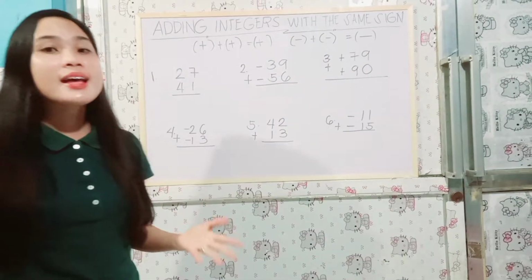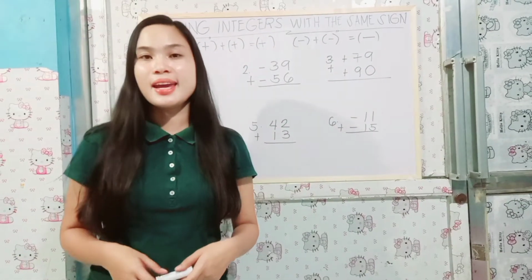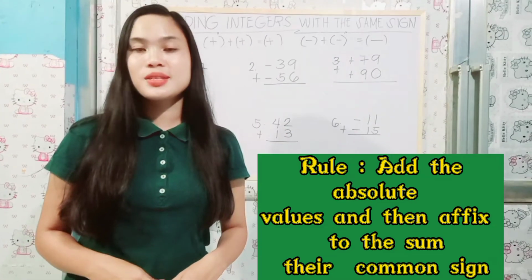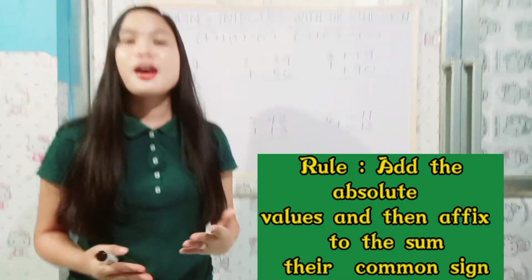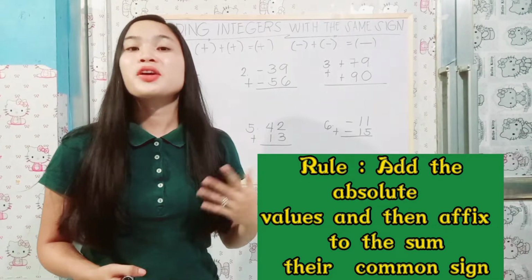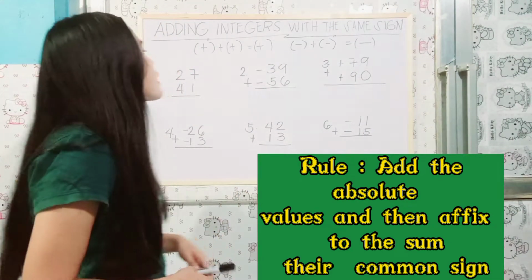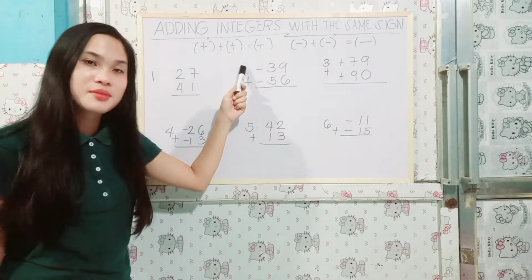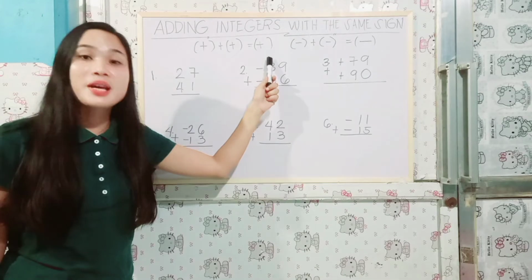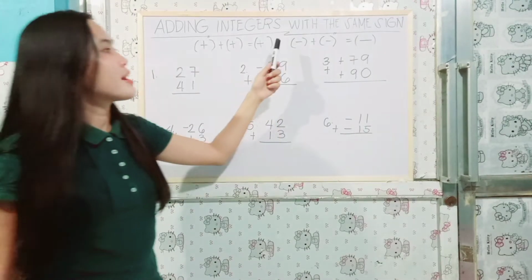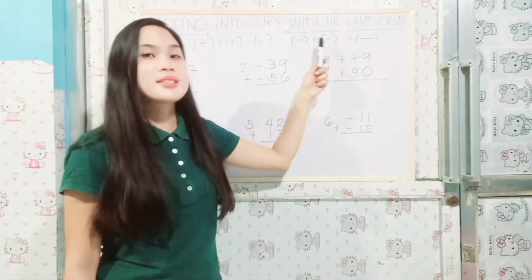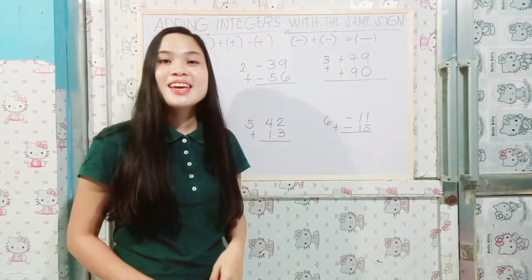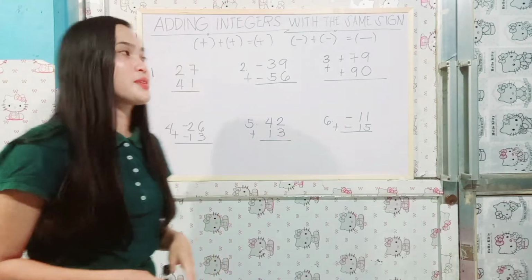The rule in adding integers with the same sign, you just have to add their absolute values, and then after, affix to the sum their common sign. So we have here positive plus positive is equal to positive. Negative plus negative is equal to negative. Okay? So let us have some examples.